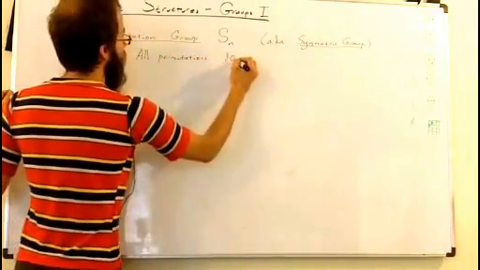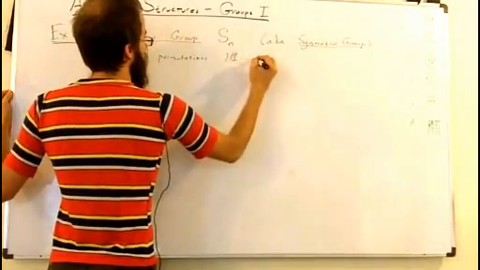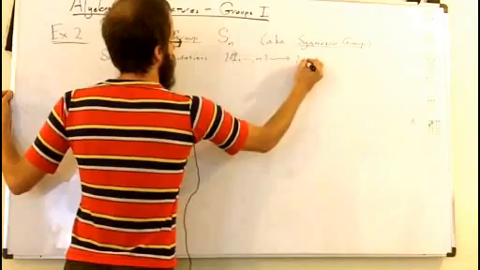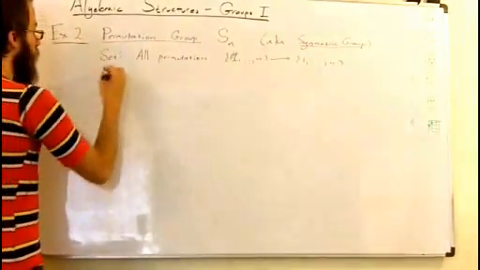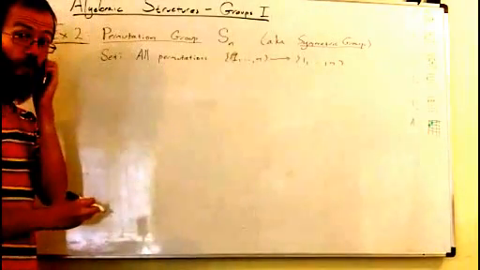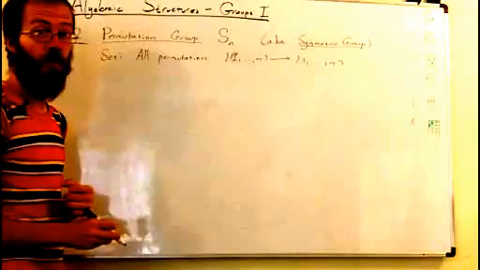from the set, well, 1 up to n to 1 up to n. And the operation, so a permutation is a function, remember. It's a bijection from 1 to n back to itself.